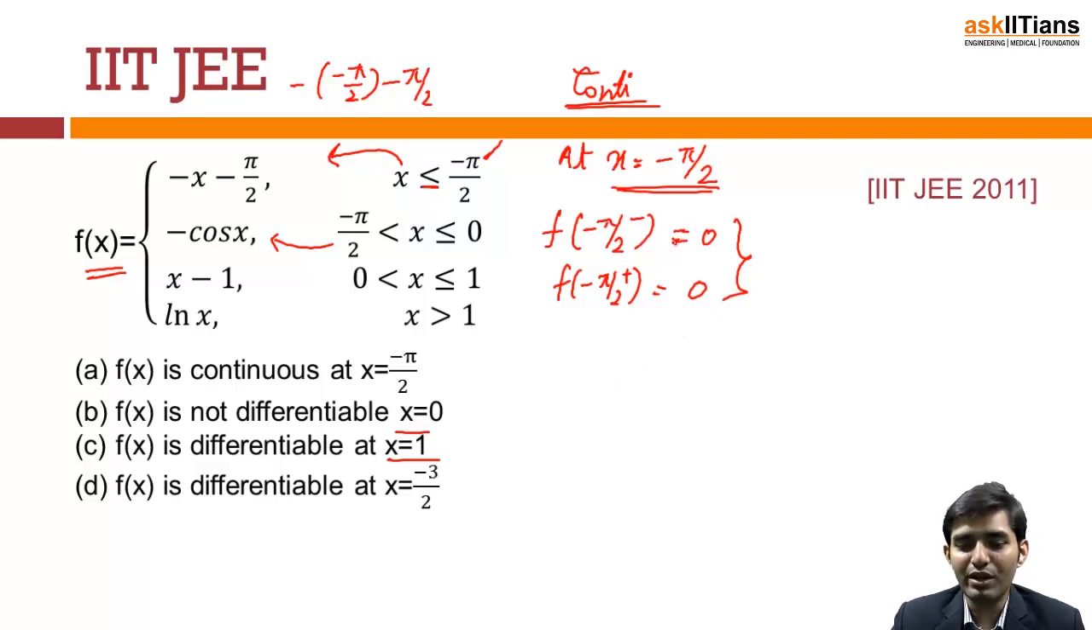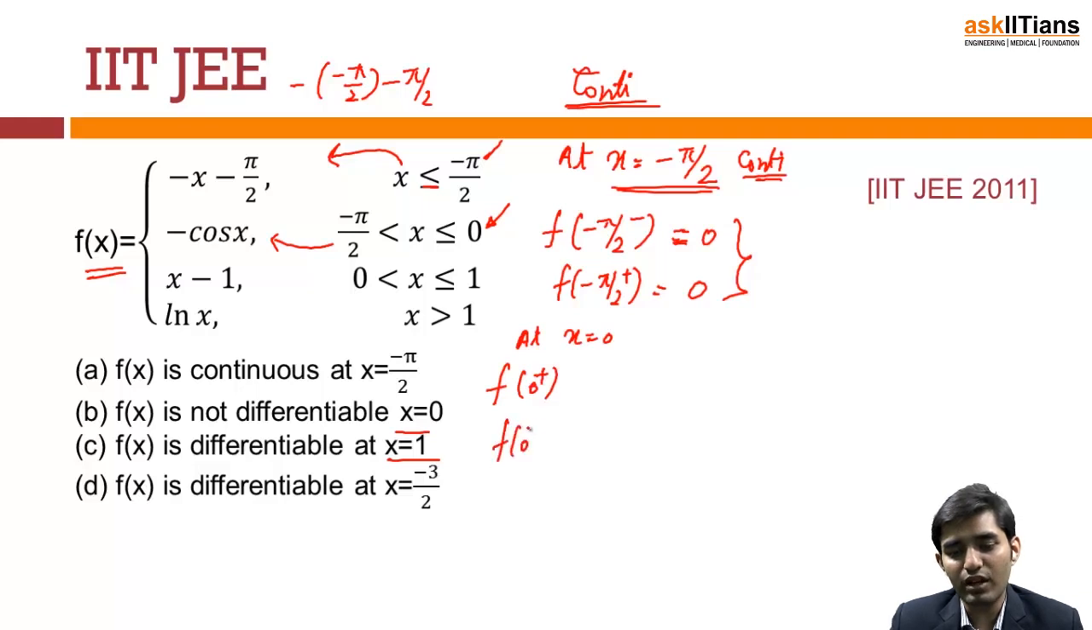So at x equal to minus pi by 2 also the value of the function will be 0 only, right, it will be just equal to the LHL. So here we can say that it is continuous at x equal to minus pi by 2. Now let me check whether this function is continuous or not at x equal to 0. Second critical point, at x equal to 0, so I will have to find out what is f of 0 plus, and I will have to find out what is f of 0 minus, right?